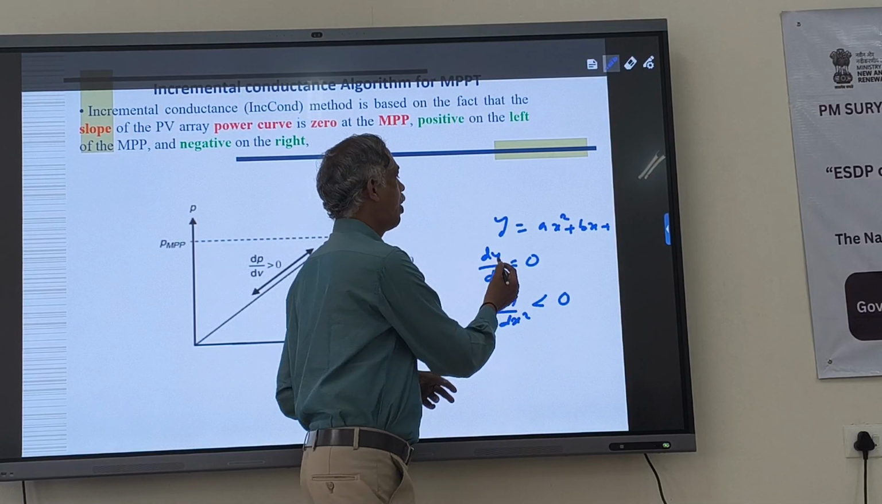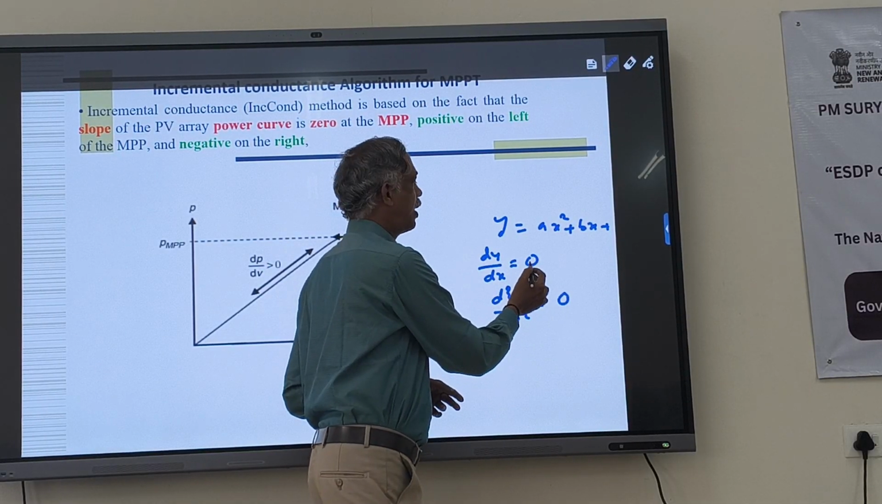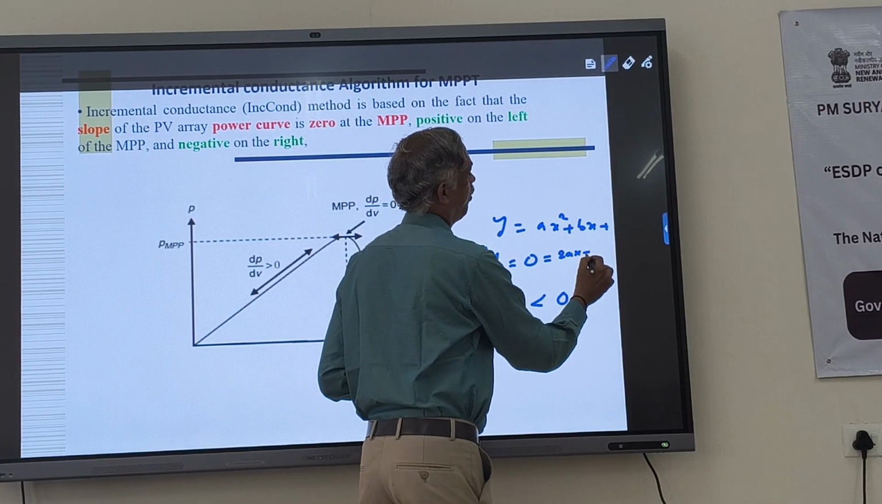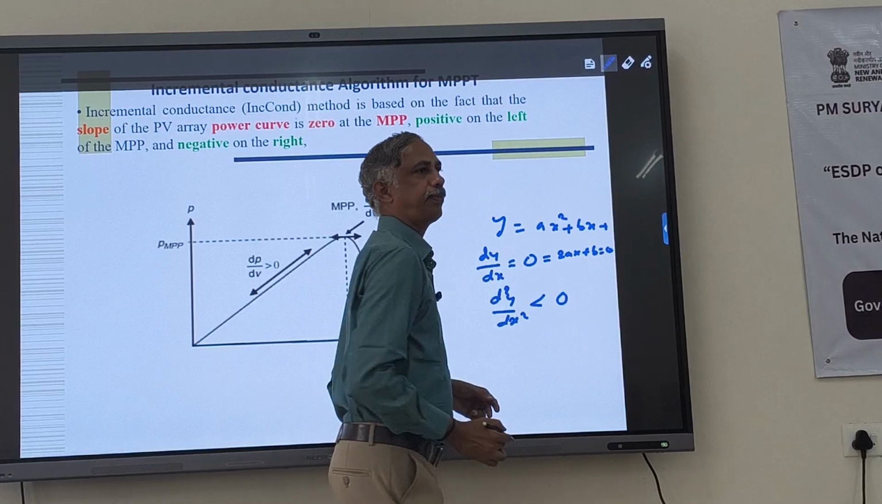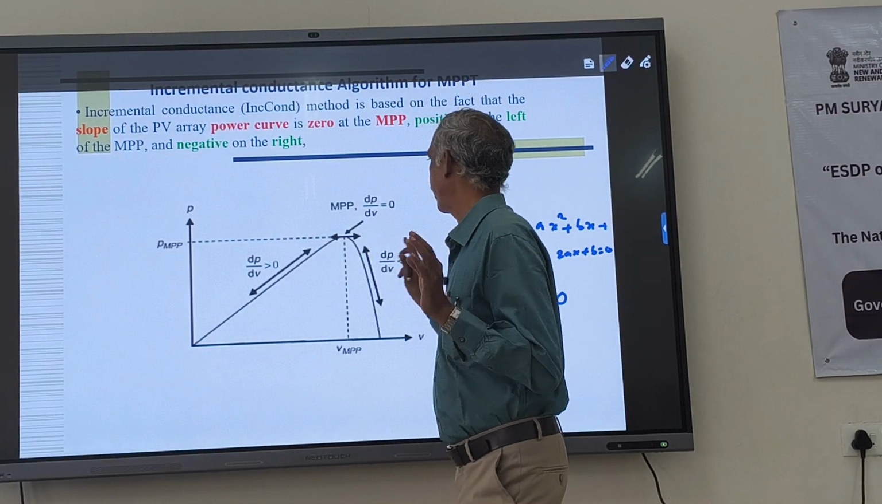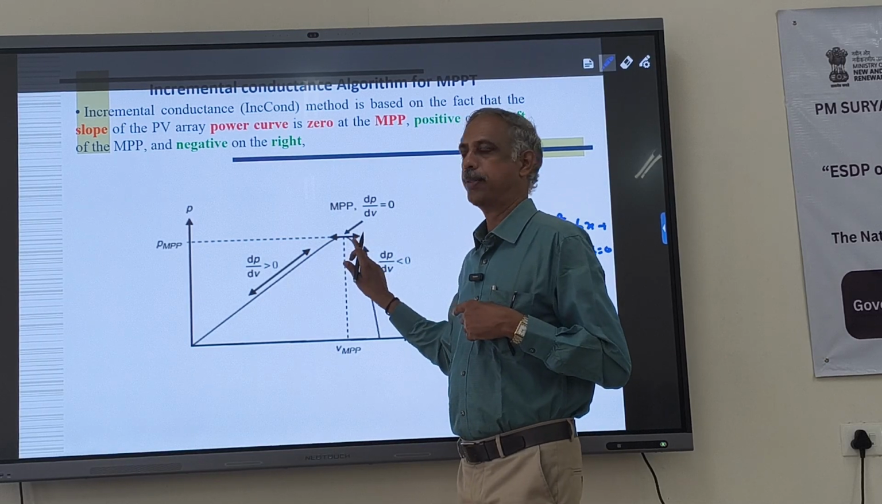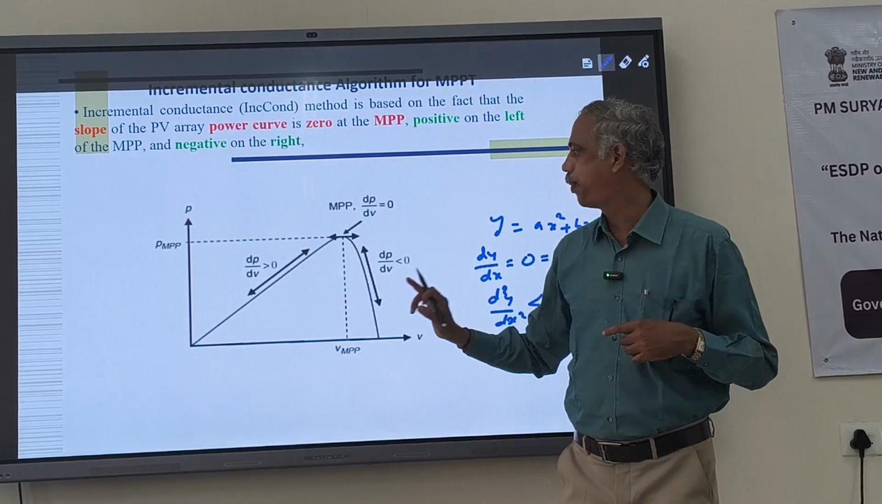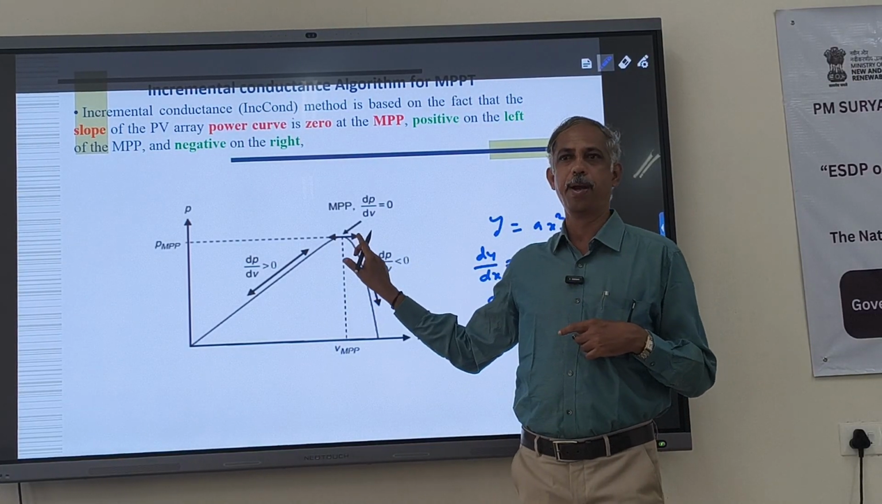So dy by dx equal to 0 means, at this point, if you solve the expression 2ax plus b equal to 0 and find the x value, that is the maximum point. If you operate at that point, we can get the maximum. So dP by dV equal to 0 is the slope, and if that slope is 0, that is the maximum power point.